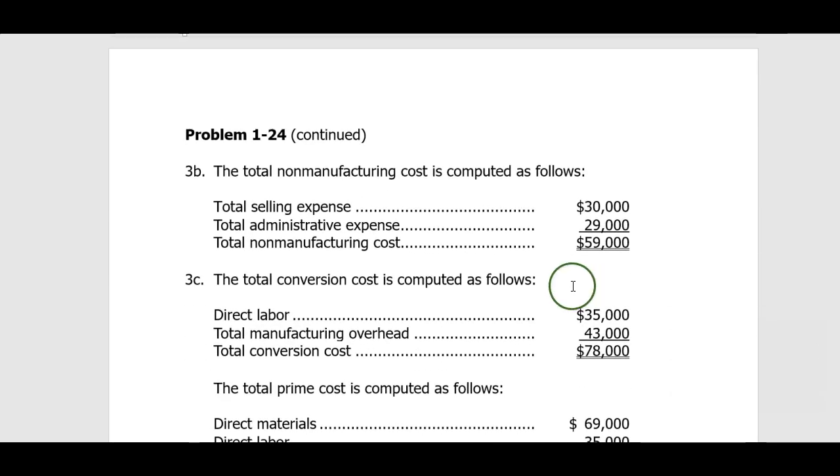Part 3B, what is the total non-manufacturing cost? So this will be really your period cost. So again, your total selling, your total administrative, and this will be your total non-manufacturing cost of $59,000.